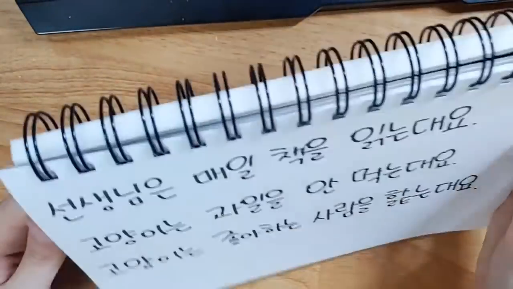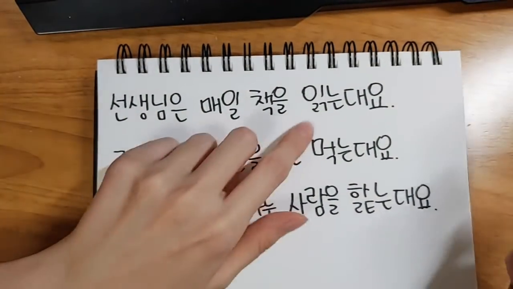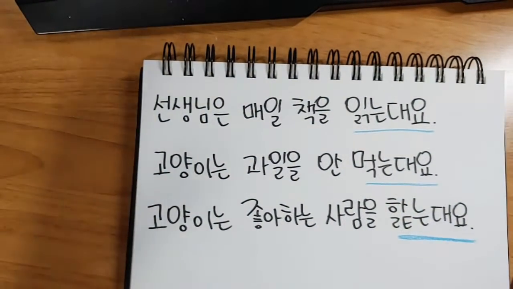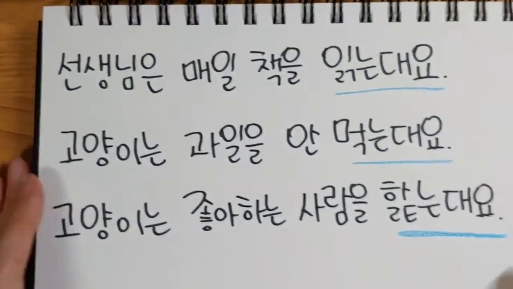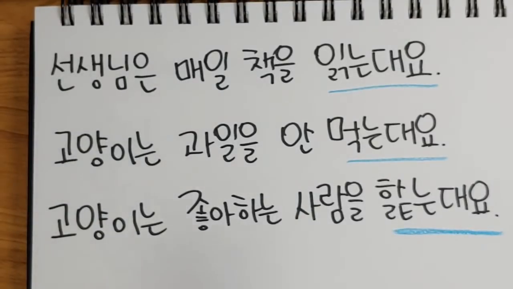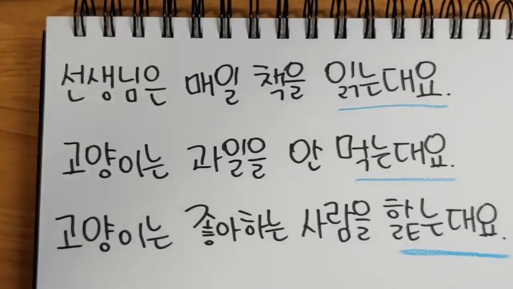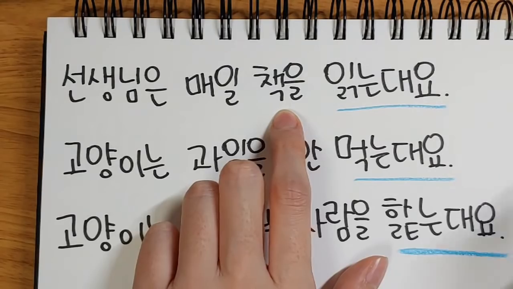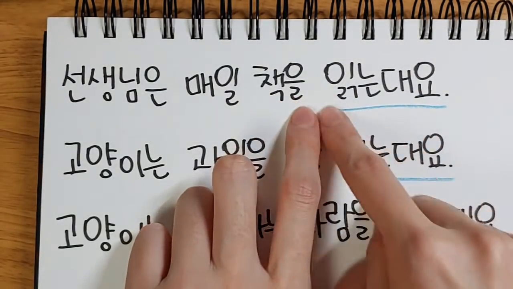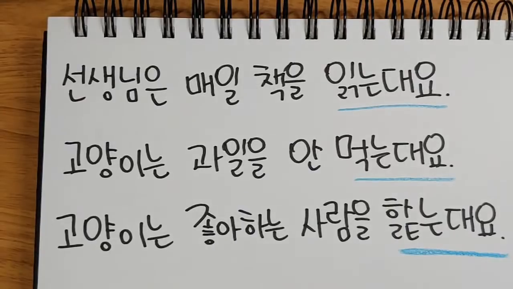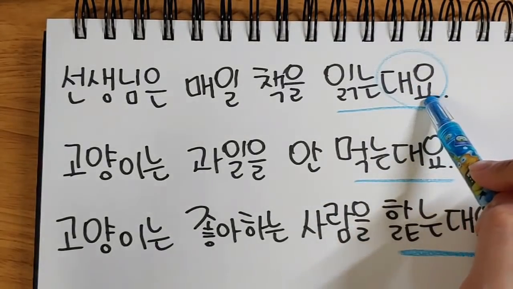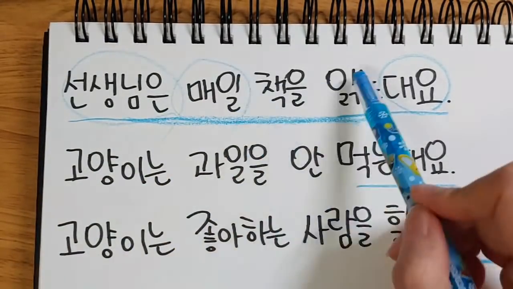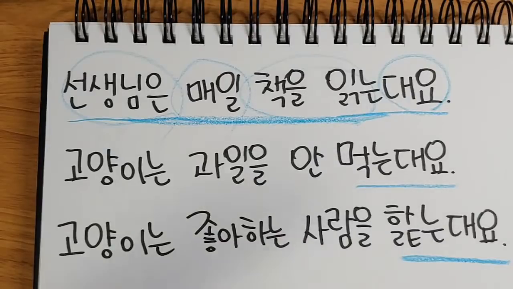And so based on the verbs combined with 대요 that we just learned, let's make sentences. Or the sentences are already made, so we can try translating each sentence. 선생님은, the teacher, 매일, every day, 책, book, right? 책을 읽는대요. So it means I hear, 선생님은 매일 책을 읽다. Teacher every day reads a book. That's what I hear, right?